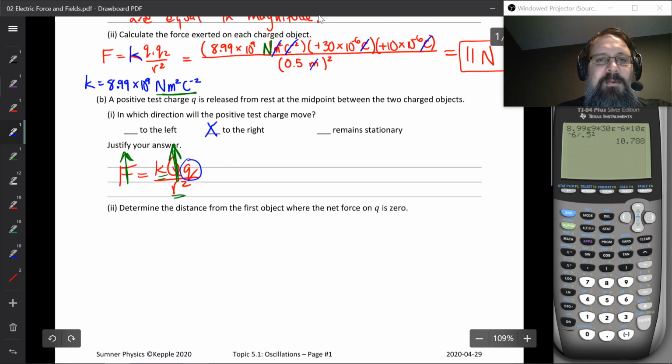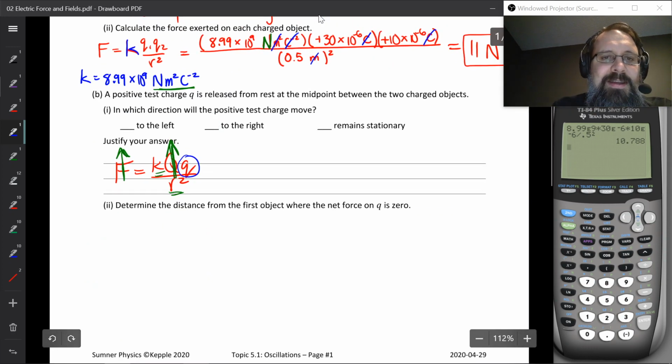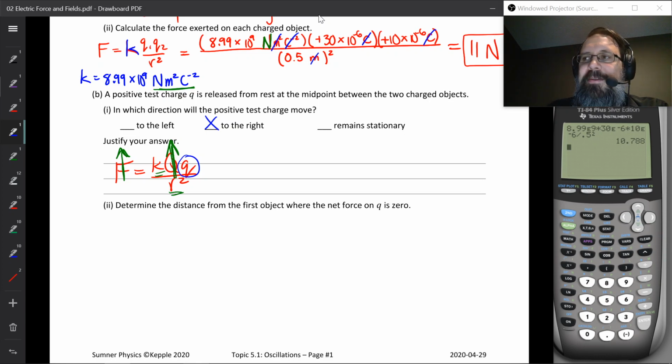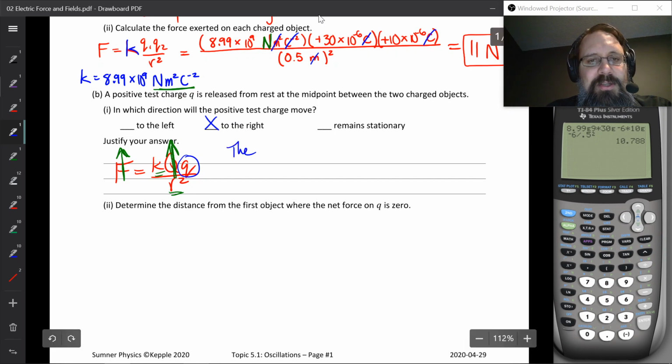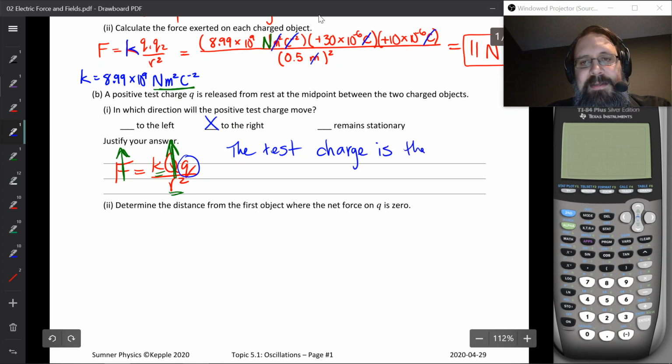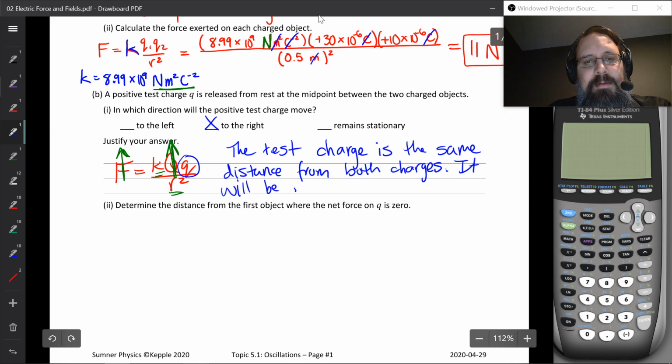And then we just need to explain why that's going to happen. So we'll say they're equal distance. So the test charge is the same distance from both charges. It will be repelled more strongly by the larger charge.